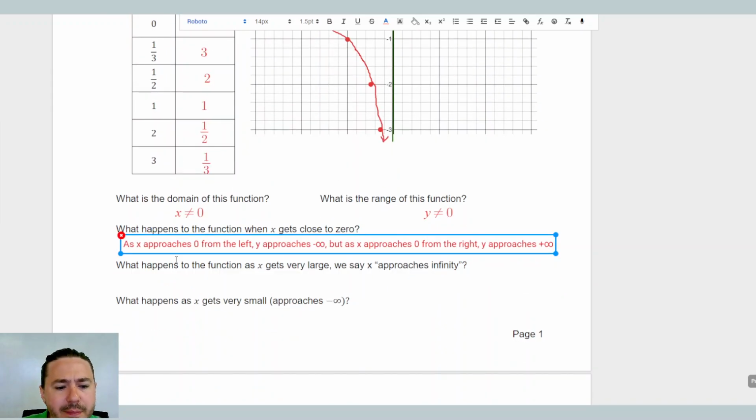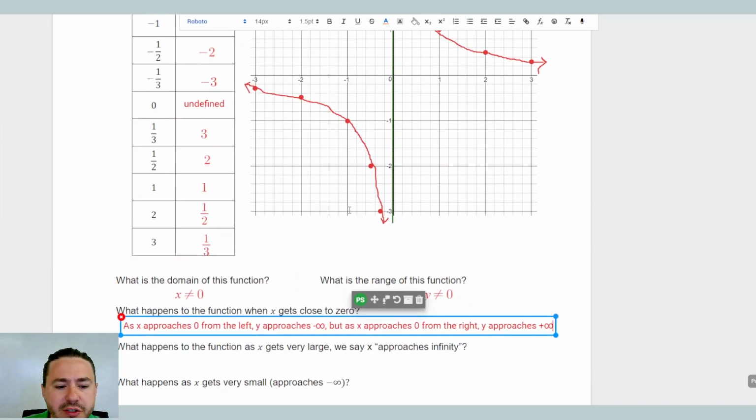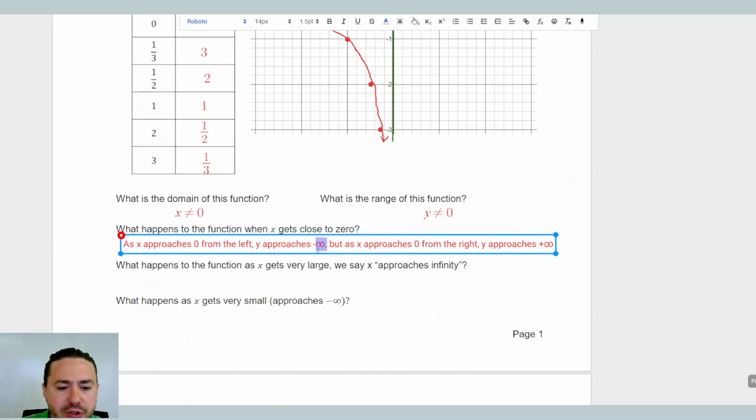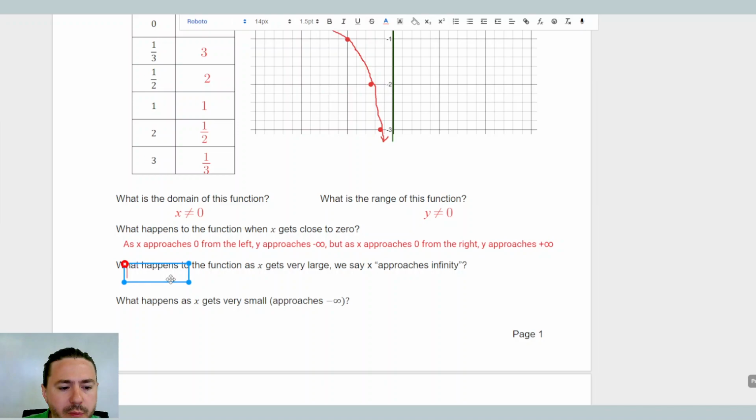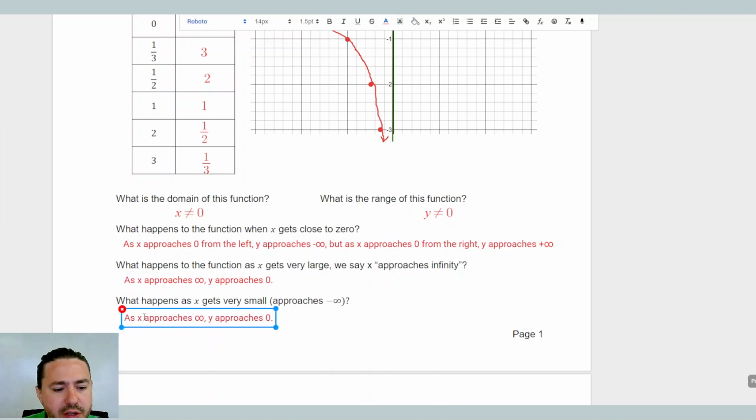All right, the next question says, what happens to the function as x gets very large, or as x approaches infinity? Well, we can say that as x approaches infinity, the function's value approaches 0. So we can say as x approaches infinity, y, or f of x, approaches 0. And I cannot spell apparently. Now, as x approaches -infinity, it should also approach that horizontal asymptote. So as x approaches -infinity, y also approaches 0.